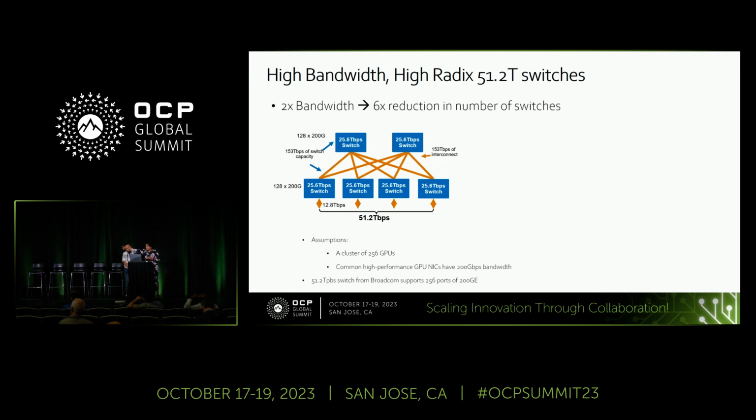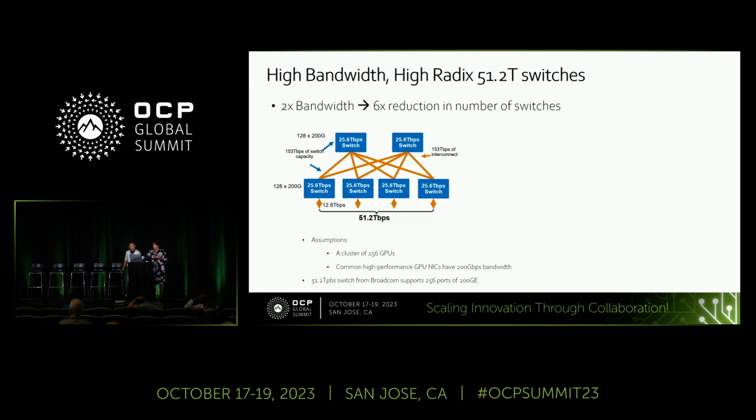So I'm representing it like 4 blue boxes here, all 25.6 tera switches, each connecting to 64 GPUs, totaling 256. And in order to make sure that the TORs are connected, we need at least 2 spines. So that brings the total number of switches to 6, right? And this is assuming the common GPU NIC connectivity is a 200 gig port. The 6 switches actually translate to 153 tera of switch capability, as well as a lot of interconnects that go along with that, right?